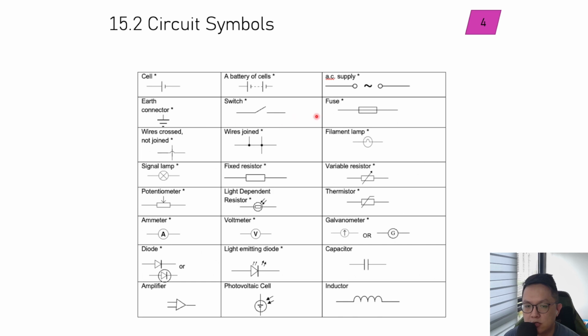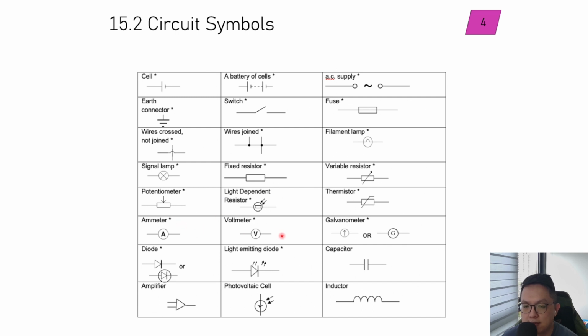Earth connection, switch, fuse. I think what is important here is that for the wire connections, if you see a dot here, that means they are joined. If you see this jump here, this is a cross, that means they are not connected. Filament lamp, fixed resistor, variable resistor where the resistance can be adjusted. Potentiometer you'll learn in this chapter. LDR, thermistor in this chapter as well.